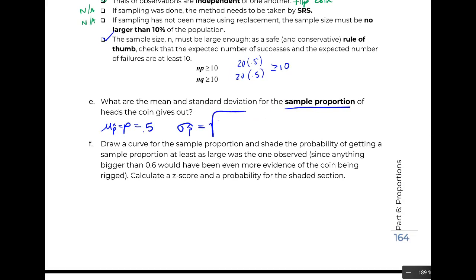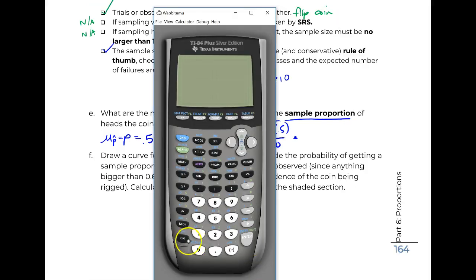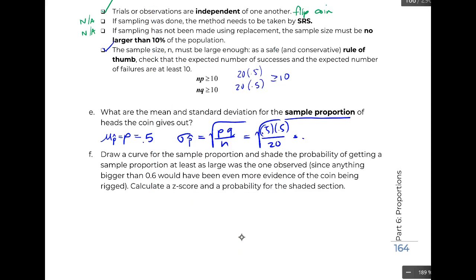Our standard deviation is the square root of pq over n. So 0.5 times 0.5 all over 20. Let me get back my calculator, which is missing. Oh, I forgot to do the square root first. I'll have to do it after. Second, square root, second. I don't recommend ever doing it this way, because I always have students that stop and give me that as the standard deviation. So I like to do it all at once. 0.1118.